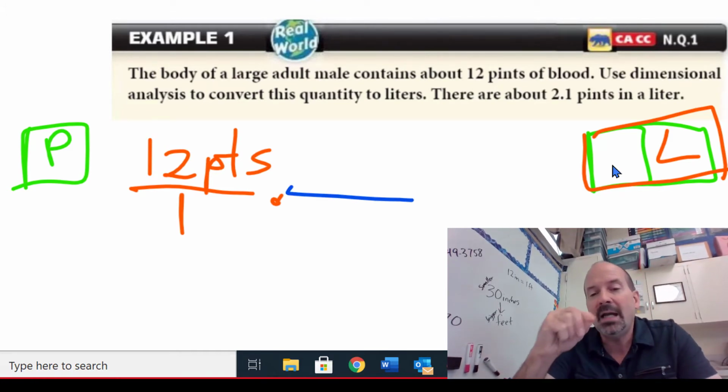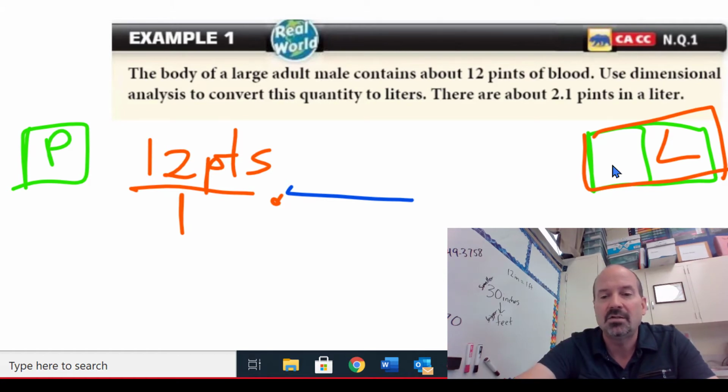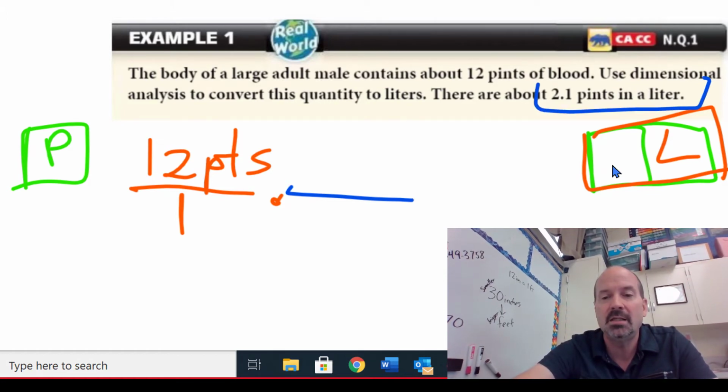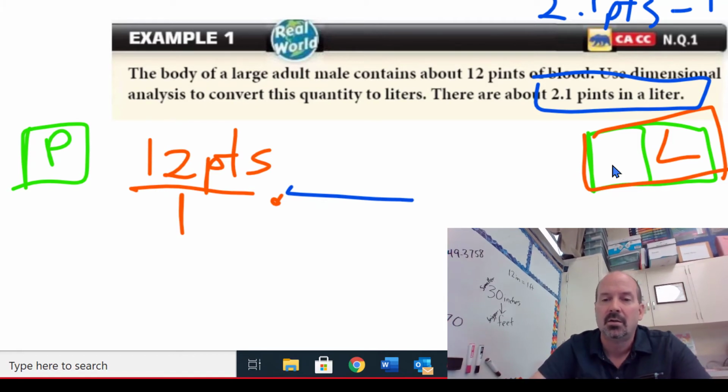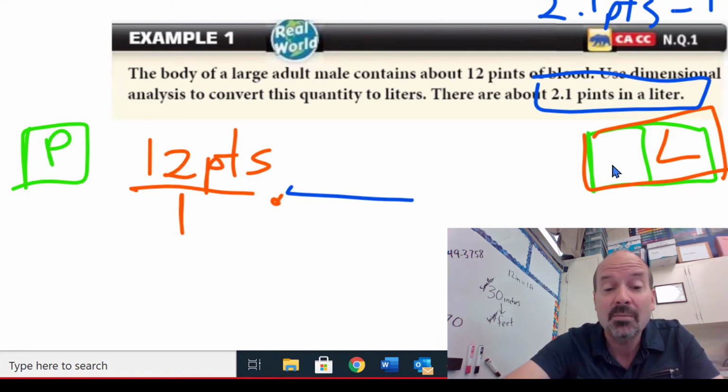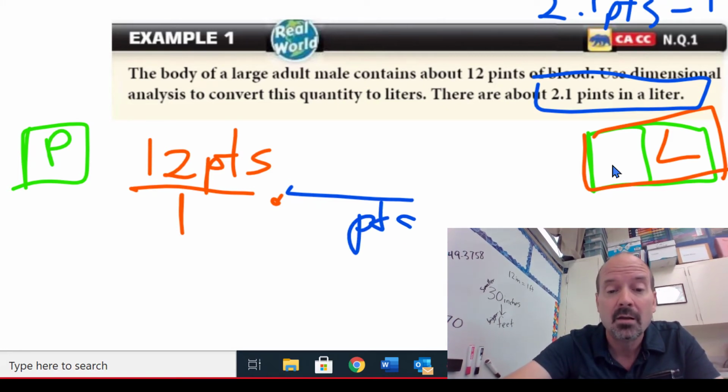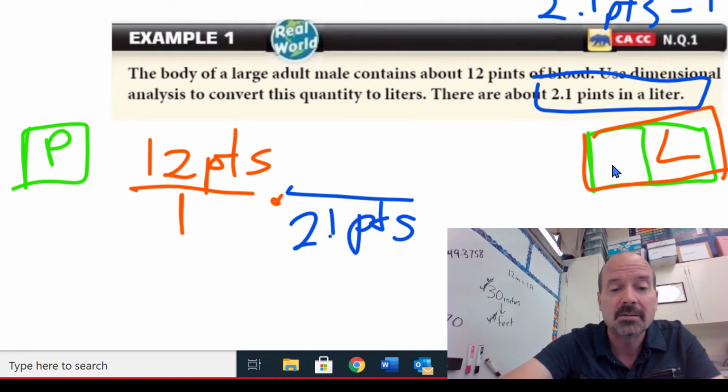Where does pints need to be in my conversion factor? See, I've got 2.1 pints in 1 liter. This is 2.1 pints equals 1 liter. So the word pints, if it's going to cross cancel, it has to be on the bottom. See? 2.1 pints. And in a second here, I'll cross cancel that in 1 liter up top.